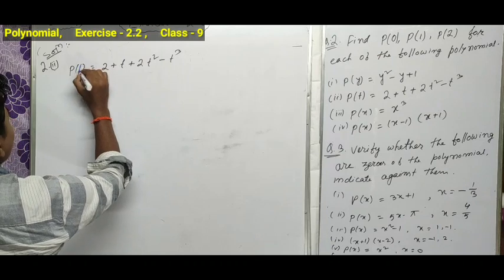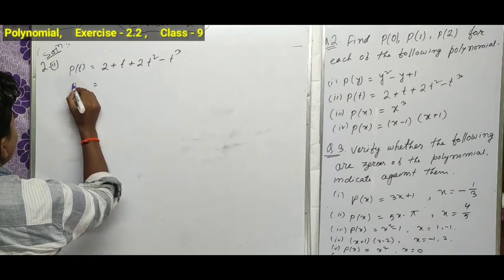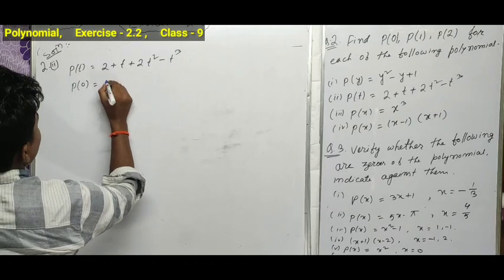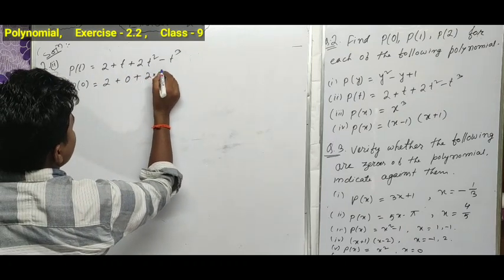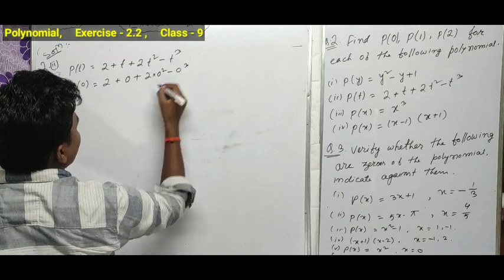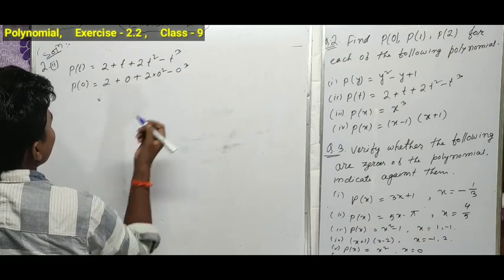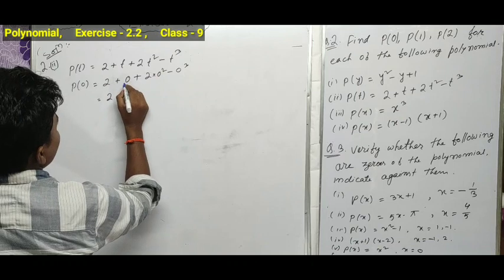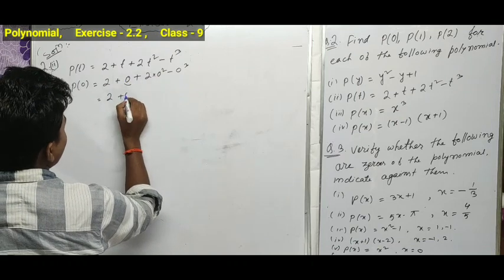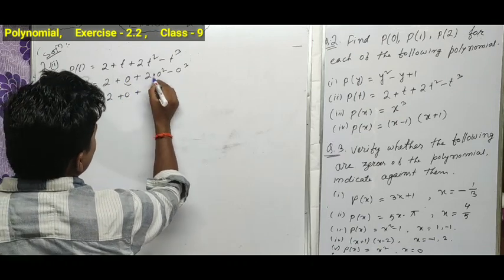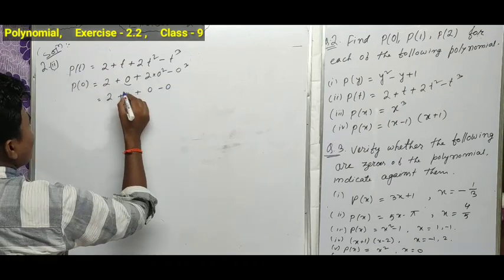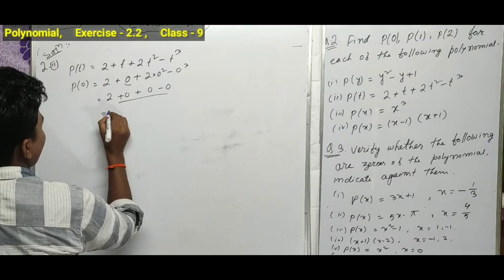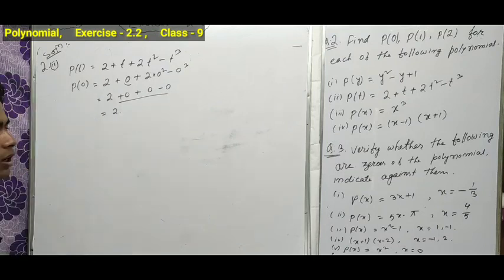P(t), second I am doing. P(t) means 0. So 2 plus 0 plus 2 into 0 square minus 0 cube. What value will come out? 2, then plus 2 into 0 square, that means 0, minus 0. This is negligible, only 2 will be left.